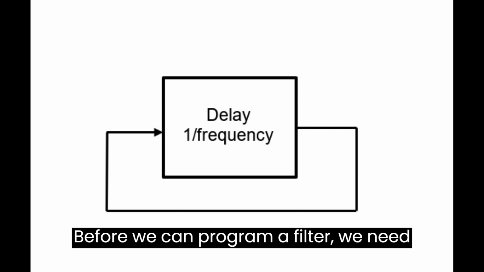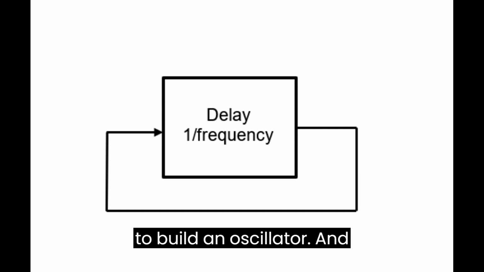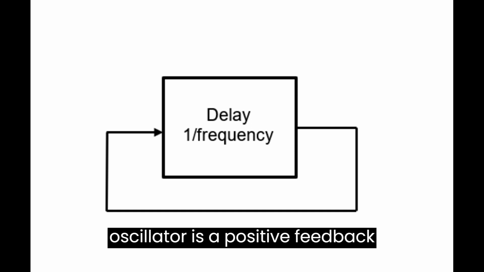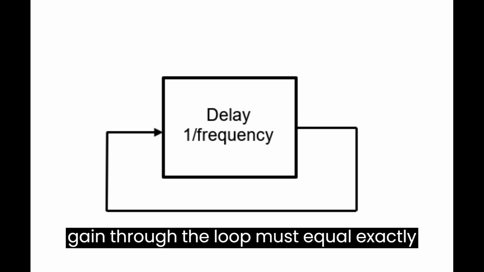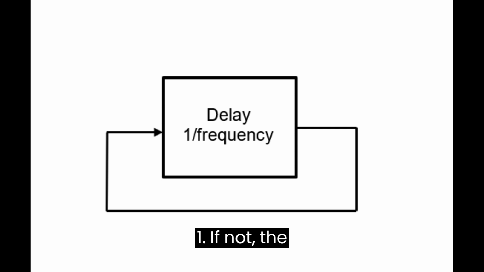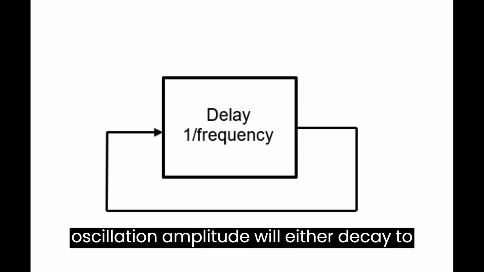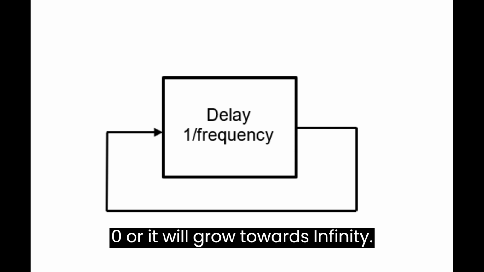Before we can program a filter, we need to build an oscillator. An oscillator is a positive feedback system with a delay equal to the period of the signal. The gain through the loop must equal exactly 1. If not, the oscillation amplitude will either decay to 0 or it will grow towards infinity.